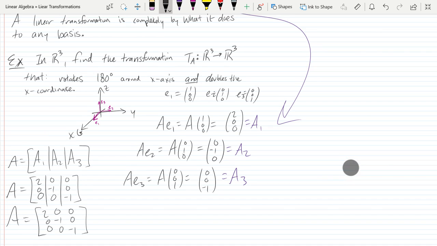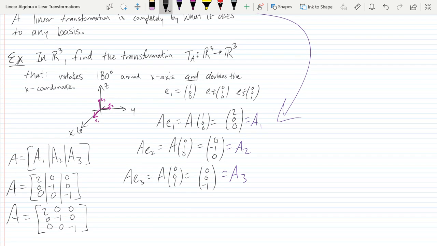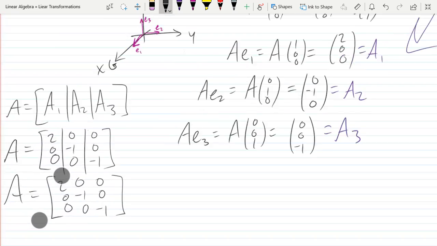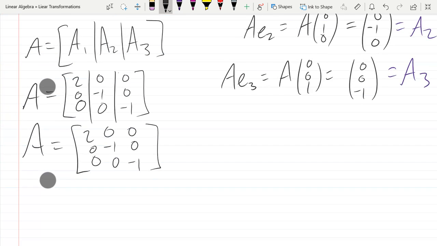So all we had to do was look back at what we wrote down. AE1 equals A1, AE2 equals A2, AE3 equals A3. Just use that fact, and we got A1 already written down, A2 already written down, A3 already written down. So just put those into a matrix as the columns. And that A matrix, 2, 0, 0, 0, negative 1, 0, 0, 0, negative 1, is our matrix. If we multiply by it, it's going to have the effect of doubling our x-coordinate and then negating, or reversing the sign of, the y and the z-coordinate. So that would be the effect of A.